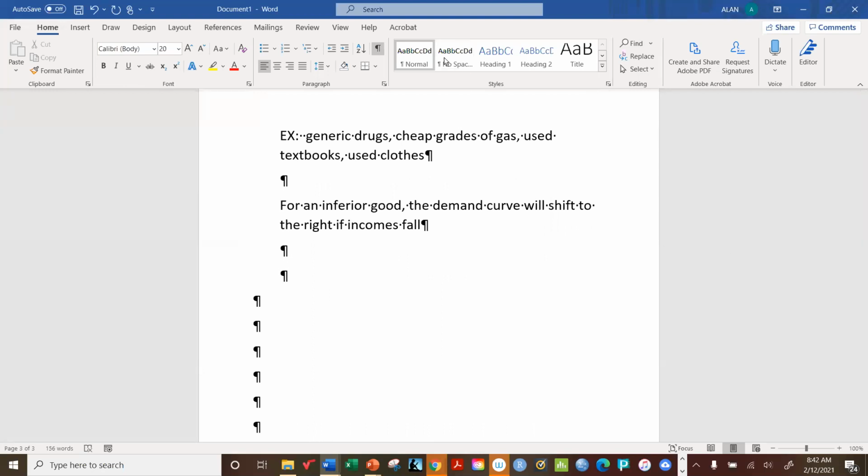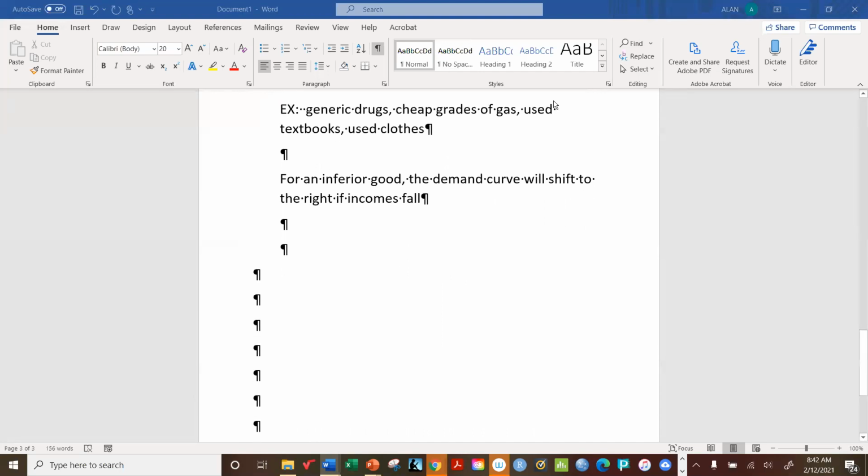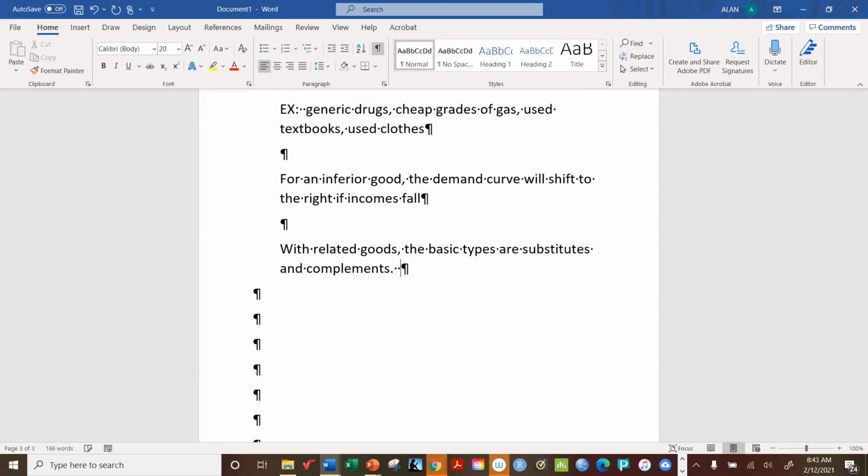I think that in these cases, your best bet is to think of an example. If you're not sure, usually the best thing to do is think of an example from the real world. So with related goods, the two basic types are substitutes and complements. All right, so let's remind ourselves what these mean.